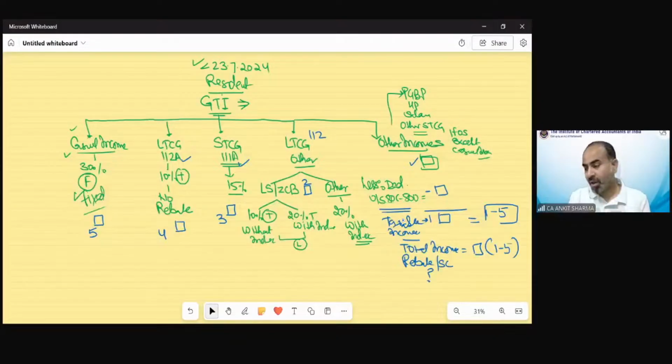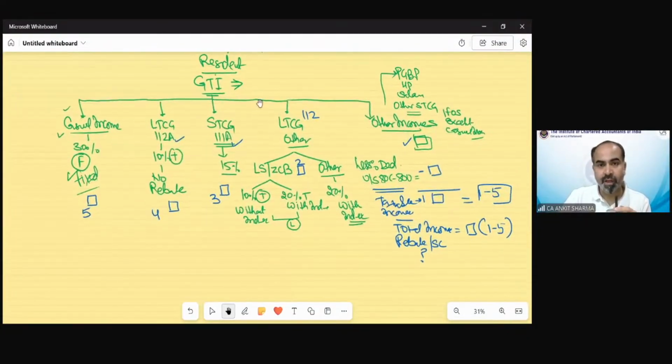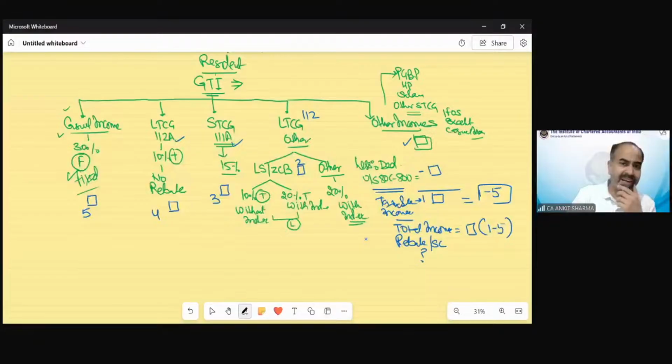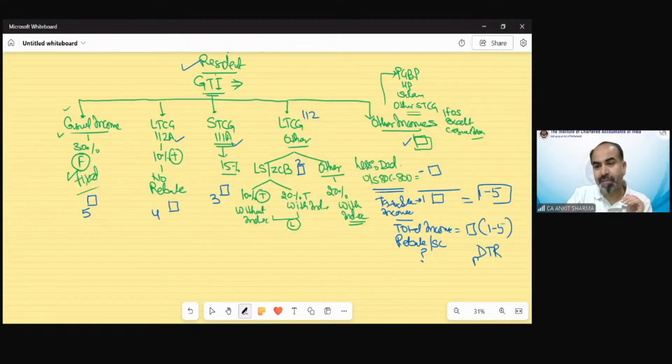Clear? Now the concept of basic exemption limit was there. Remember, we have seen these 2 clarifications: point number 1, basic exemption limit, and point number 2, basic exemption limit. Let me explain what the concept of that is. In case of resident, the case we have taken for resident, if we are going through default tax regime, the basic exemption limit is 3 lakh.